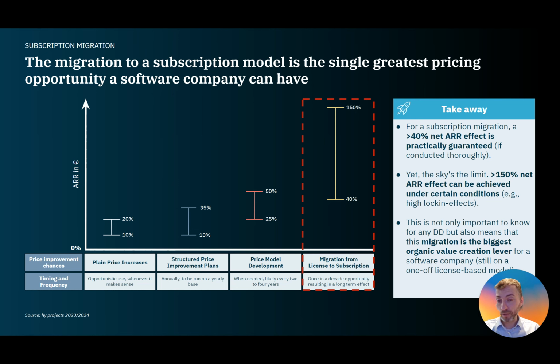If we cluster, and remember this word, I'm saying this more often in the next few minutes, if we cluster our customer base and create a structured price improvement plan, this ARR upside can go up to 35%. If we change the whole price model and again, migrate customers towards it, we see upsides of up to 50%, but the holy grail for pricing people like me is the migration from license to subscription. We've seen revenue more than doubling in the past, and I'm showing a few examples, not only, but also the process how to do it.